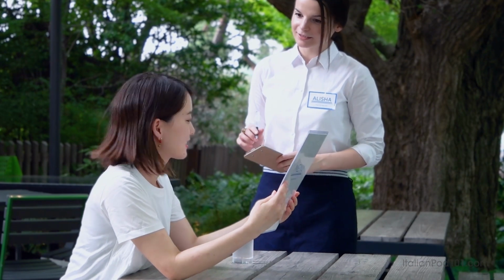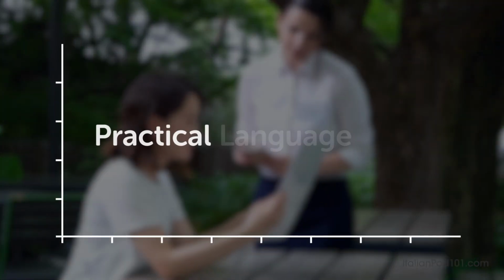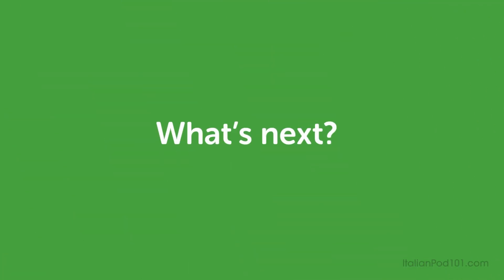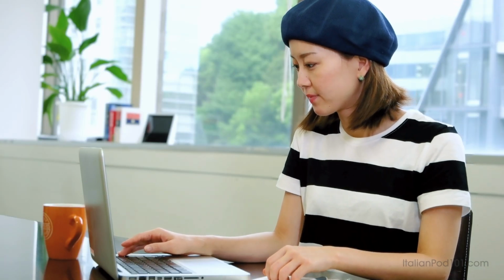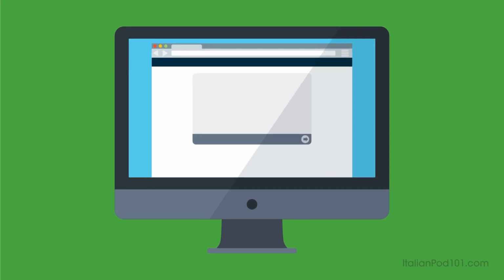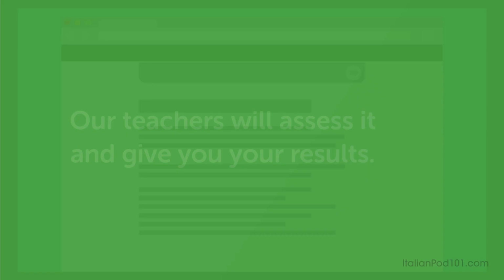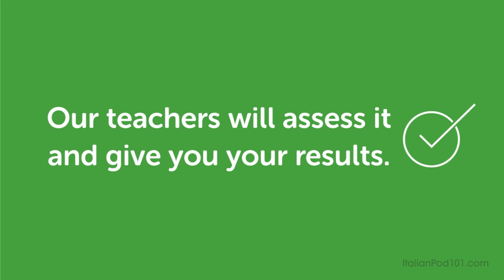This is the end of this lesson. Remember, these can-do lessons are about learning practical language skills. What's next? Show us what you can do. When you're ready, take your assessment. You can take it again and again, so try anytime you like. Our teachers will assess it and give you your results. Now you know how to use essential social expressions in Italian. That's all there is to it. Keep practicing and move on to the next lesson.